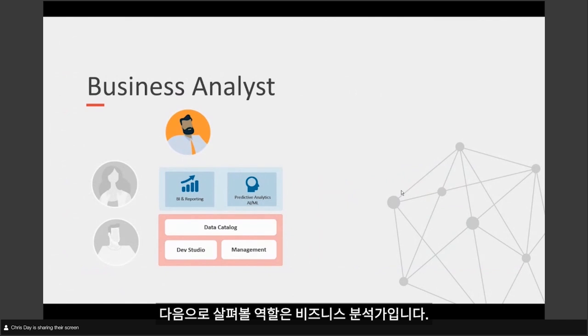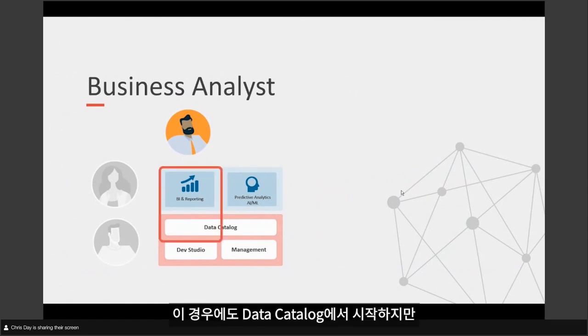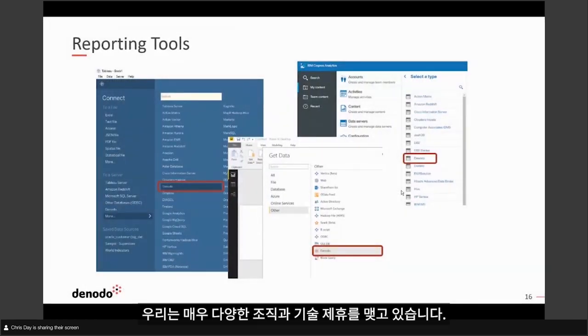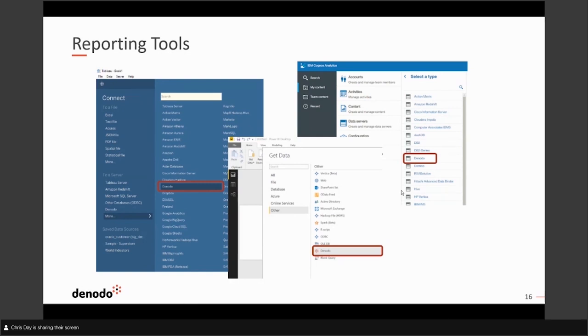The next role would be the business analyst. They also would start with the data catalog, but then they would want to actually put that into some sort of reporting tool. We have many technical alliances with organizations such as Tableau and Power BI, Qlik, Cognos, MicroStrategy, that have included a Denodo connector in their platform. Though if they don't have a Denodo connector, we can still leverage ODBC or JDBC in order to get access to the data.